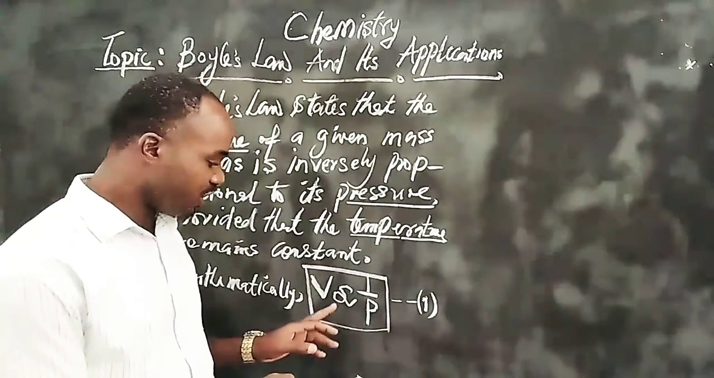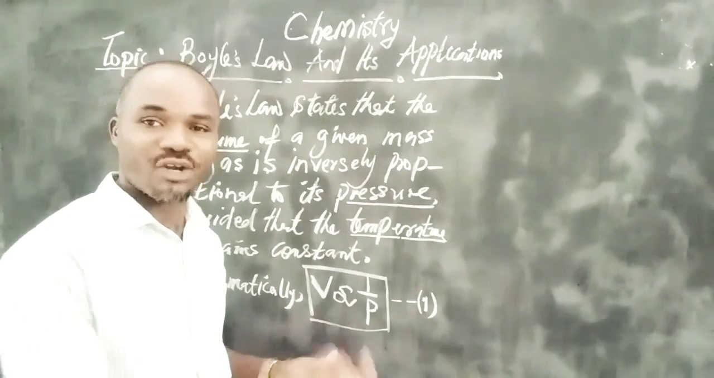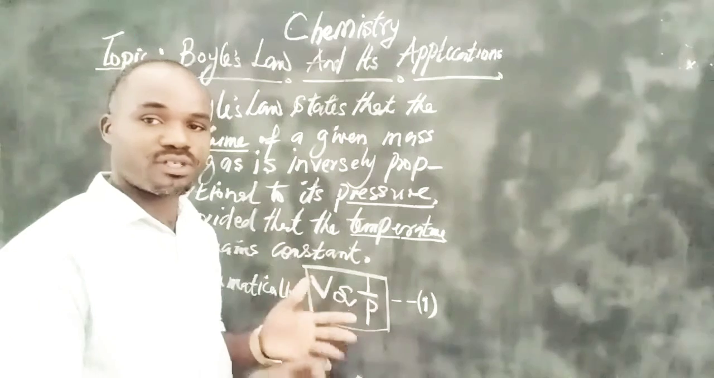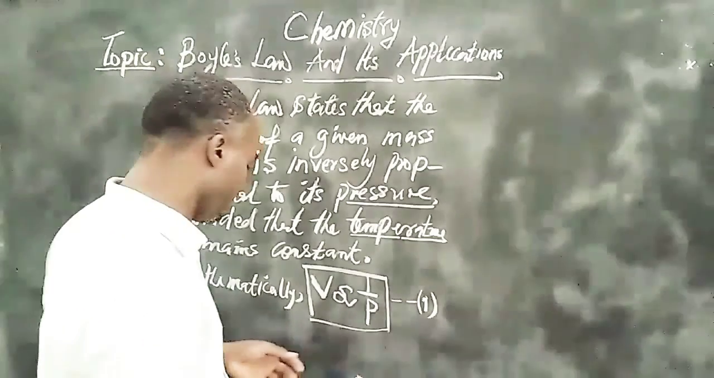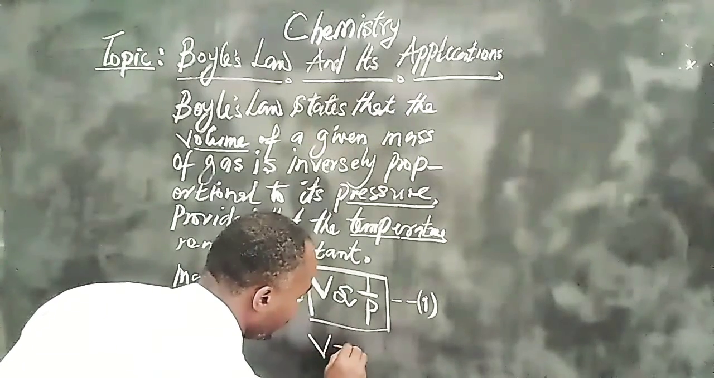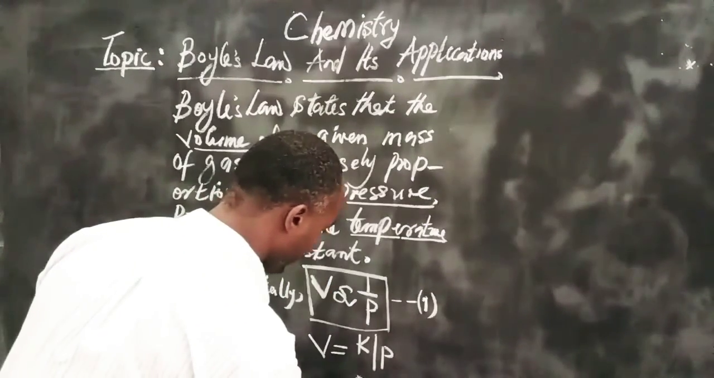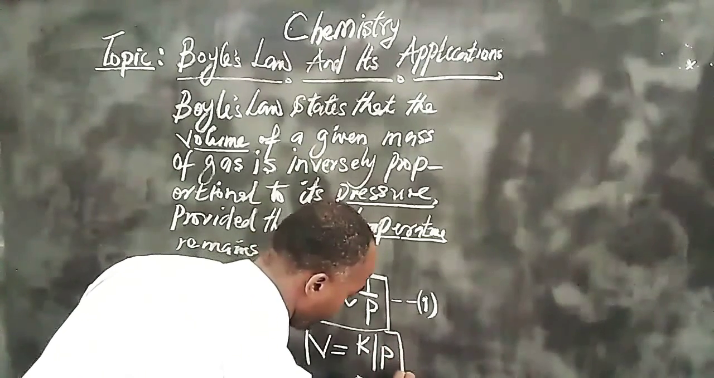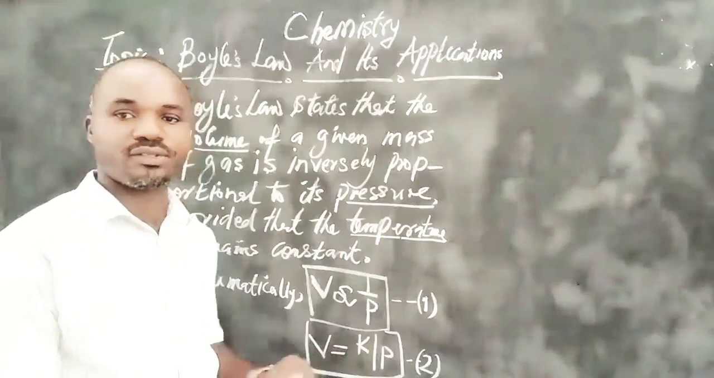We change the sign of proportionality, introduce an equality sign and a constant. So two quantities we are going to introduce: the proportionality sign has to be changed to an equality sign, and then a constant introduced. Now we have V is equal to K over P. We call this relation 2.